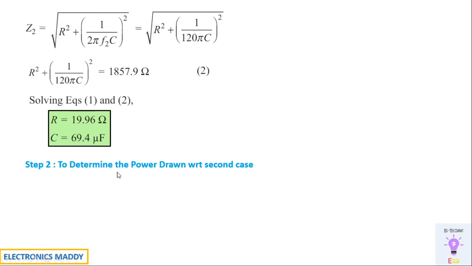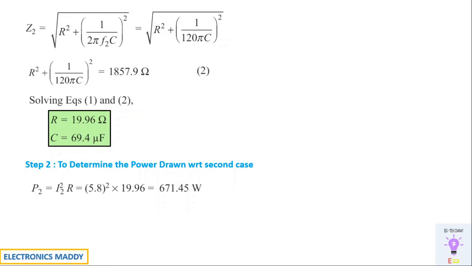Our next step is to determine the power drawn in the second case, that is for a frequency of 60 Hz and a current of 5.8 amps. What is the power drawn? It's very simple. P2 is equal to I2 square into R. We have this direct formula. We know the value of I2 and we know the value of R. Substitute it and you will get 671.45 watts.